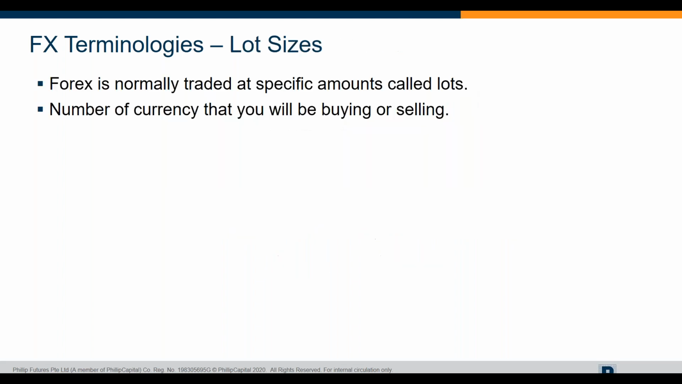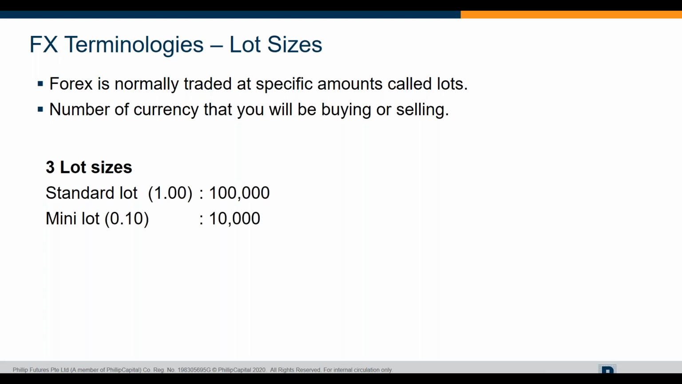Okay, so lot sizes. Forex is normally traded at a specific amount called lots, and it is actually the number of currency that you'll be buying or selling. There are three main lot sizes that are fixed. The first one is called the standard lot, which is 100k, 100,000. If 100,000 is too much for you, you can look to trade a bit smaller. We scale it down a little bit by one decimal place.